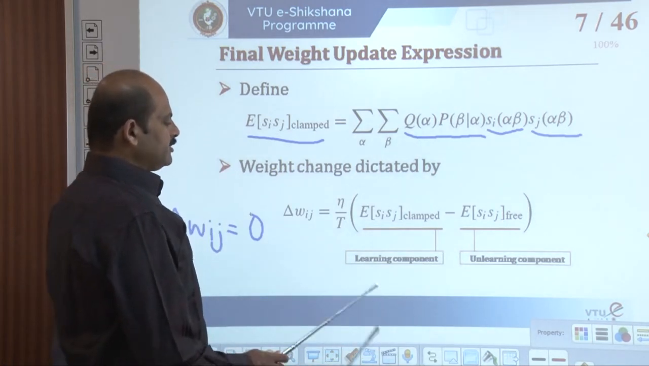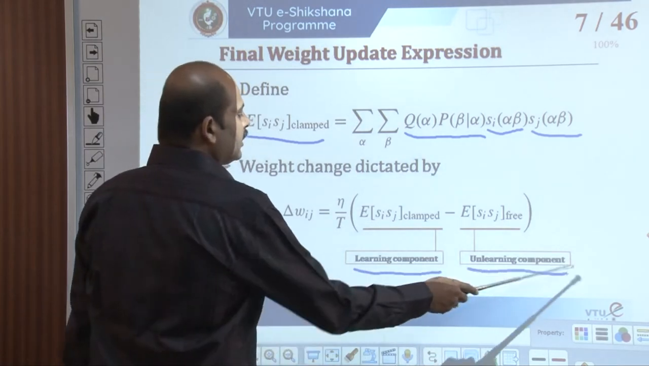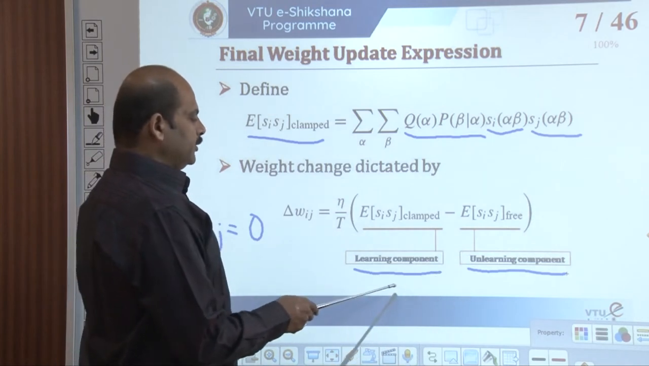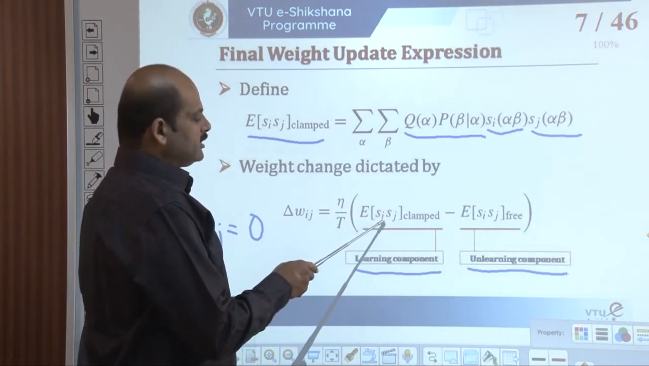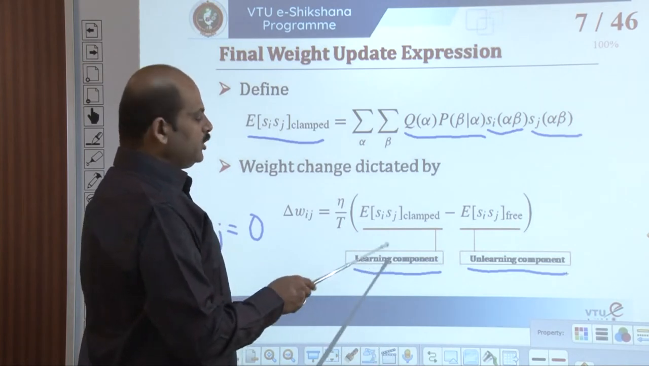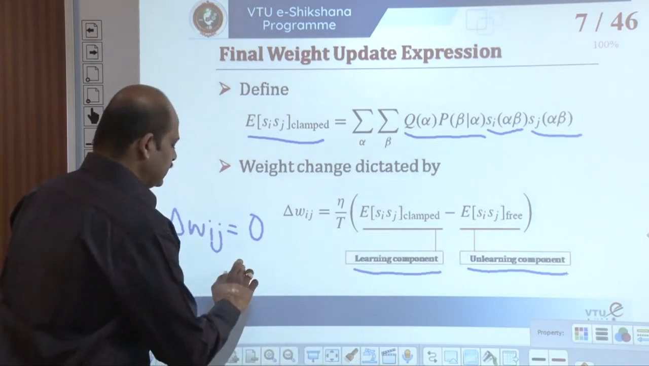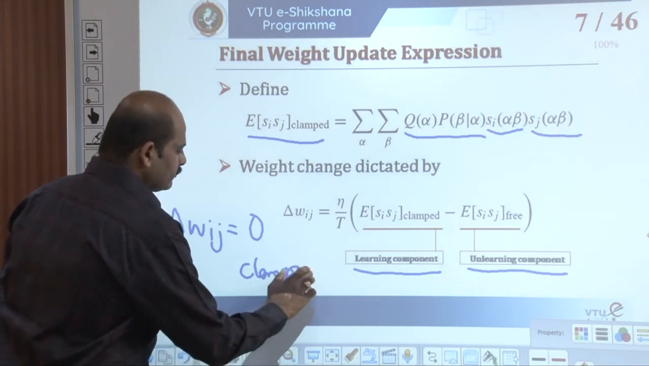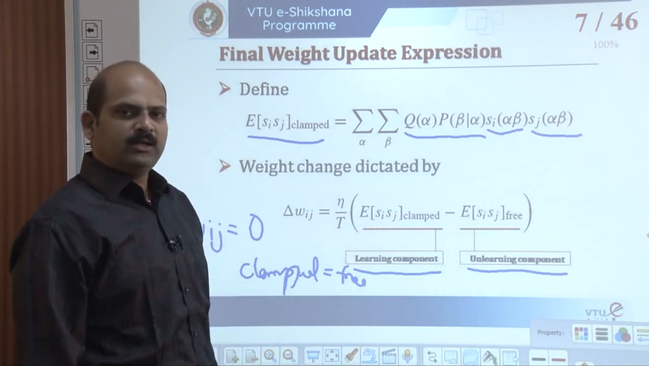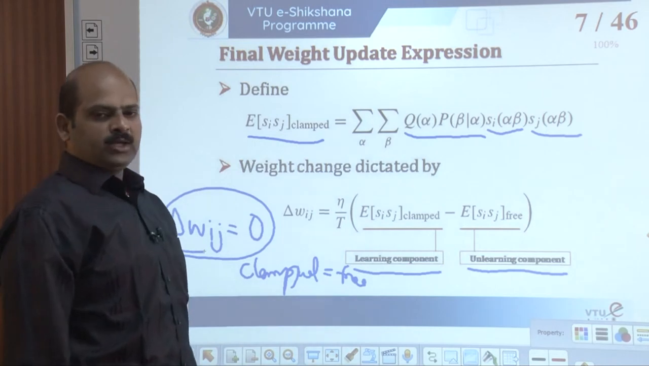As we are aware, there are two things: one is called the learning component, and the other is called the unlearning component. Both are available over there. The energy of the signal function clamped minus the energy of the signal function free is considered, and during that time we get the weight matrix. Assume the clamped signal is equal to the free signal, so the energy of the signal function clamped is equal to the energy of the signal function free. Then what happens? The weight matrix becomes 0.